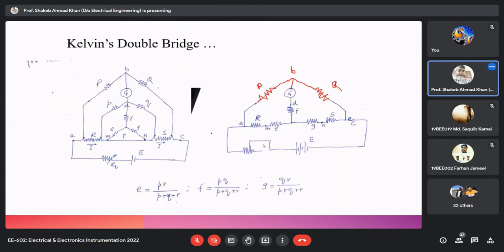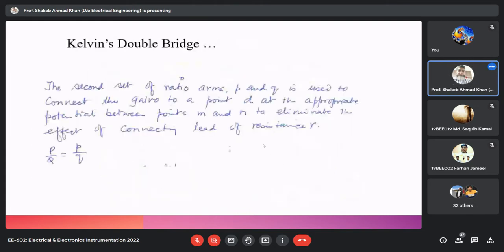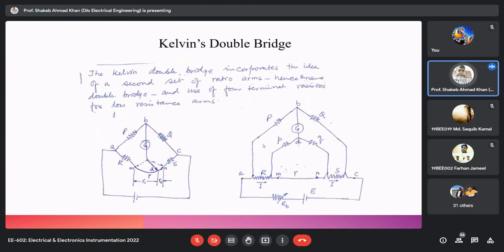Now we'll move forward. It is written here: the second set of ratio arms P and Q is used to connect the galvanometer to a point D at appropriate potential between points M and N, and to eliminate the effect of the connecting lead of resistance R. So this is the solution that has been suggested to physically modify your Wheatstone bridge to achieve the conceptually suggested compensation of lead and contact resistance.